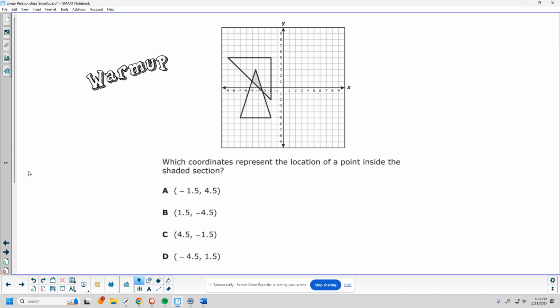All right, so this was a star question recently from one of the star tests. It says, which coordinates represent the location of a point inside the shaded section? You can pause this video for a minute or two and solve it in your notebook.